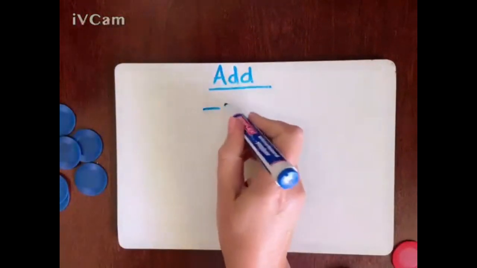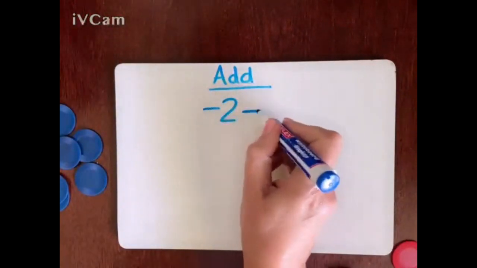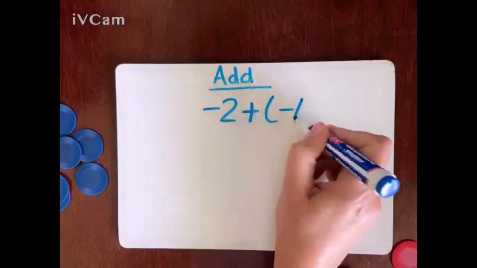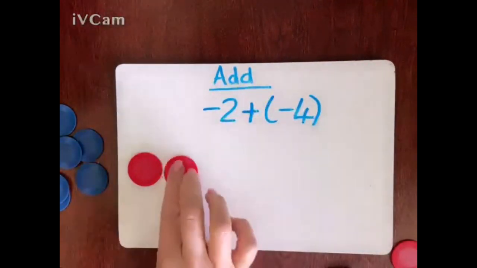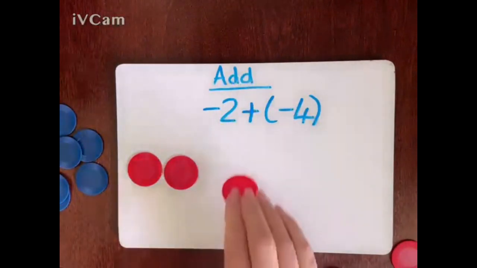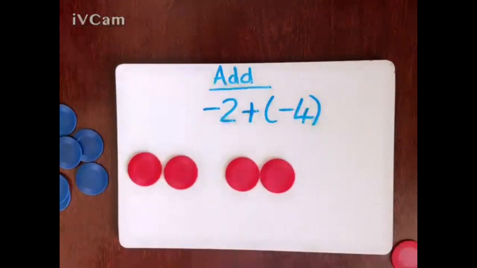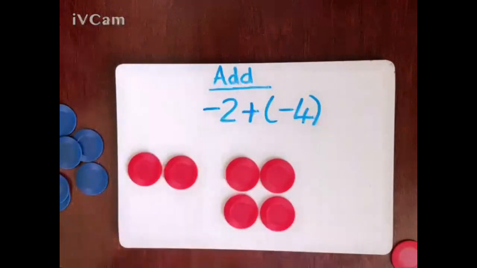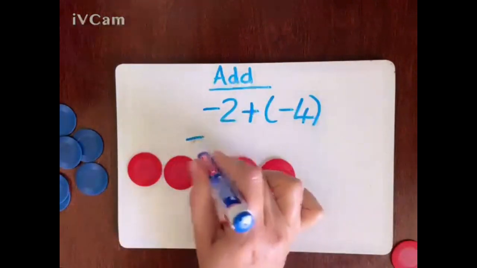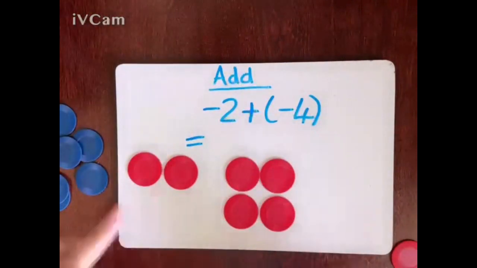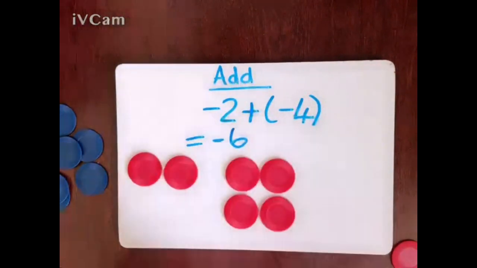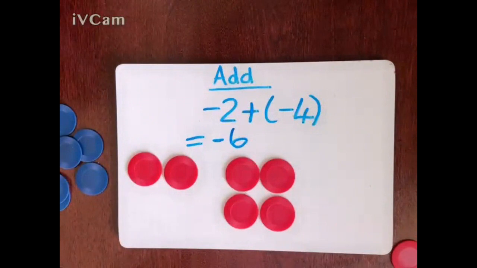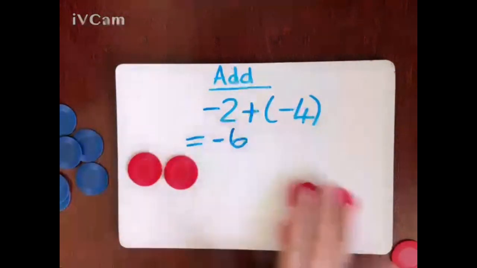I want to add 2 negative discs to 4 negative discs. Right, so let's do it. 2 negative discs, and I'm going to add another 4 negative discs. So what am I left with? Read what you have on your board. Those are 1, 2, 3, 4, 5, 6 discs which are negative. So that's why my answer is -6. Right.